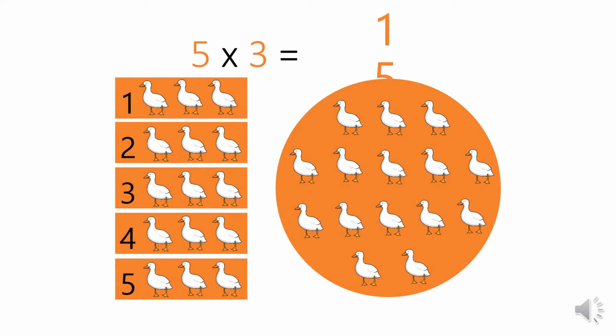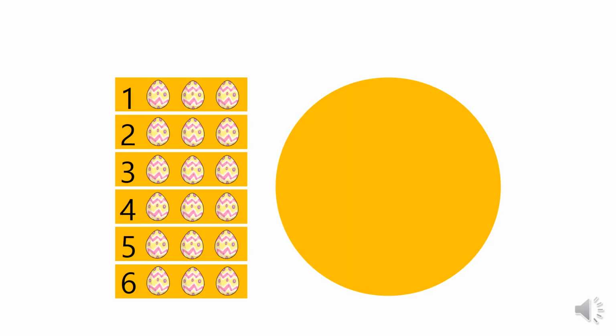Over there in the circle, they're all jumbled up. I'd have to count them individually, one by one, to work out the amount. But when I look over here at my array, it's organised neatly into rows and columns, so it's easy for me to work out the amount and multiply them.